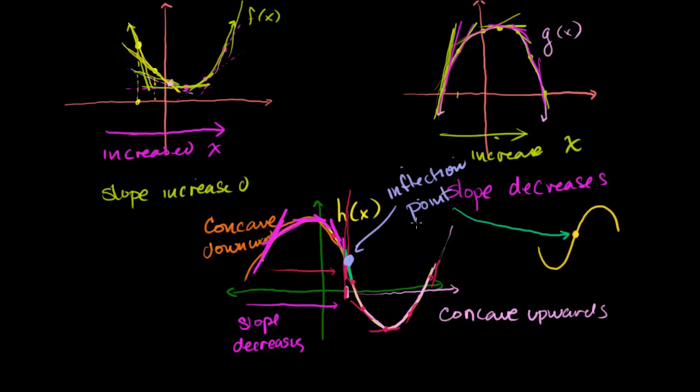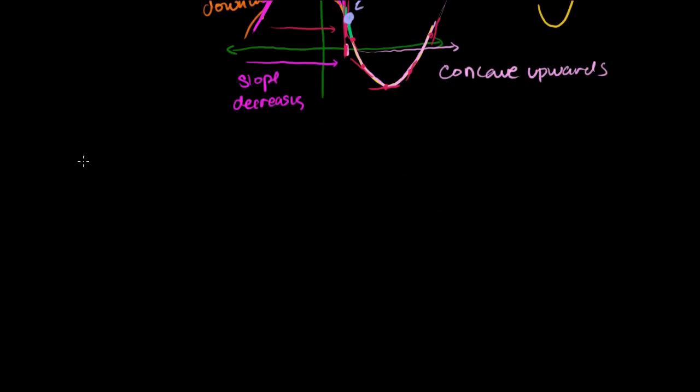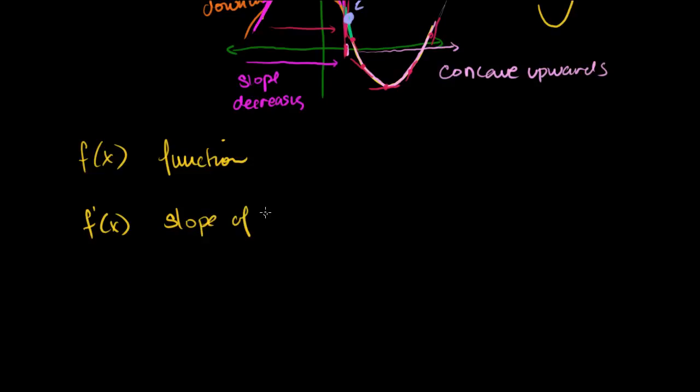So what does this mean? Hopefully you understand visually what concave upwards and concave downwards means at an inflection point. But what does this mean for the second derivative? Remember, the derivative is the rate of change. So let me write this down. So f of x, that's just the function, right? That's just the function. That's what we've been graphing. f prime of x, that's the slope of the function. Slope of function at any point x. You've seen that multiple times already.